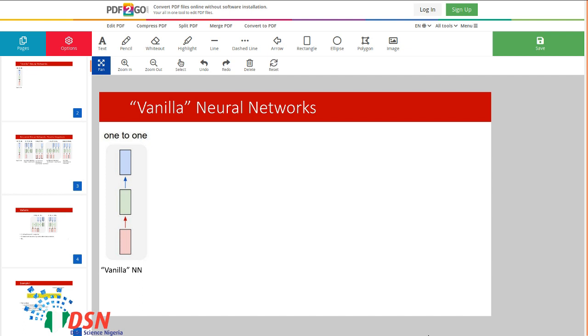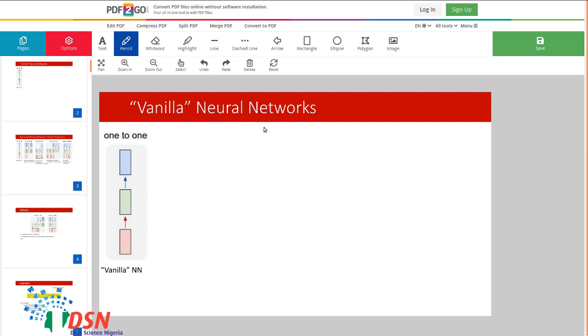Today we want to talk about RNN or recurrent neural networks, which are a very important part of neural networks and deep learning if you want to work with sequential data or time series, like stock market prediction, speech recognition, and so on. Okay, so let's start from vanilla neural networks.